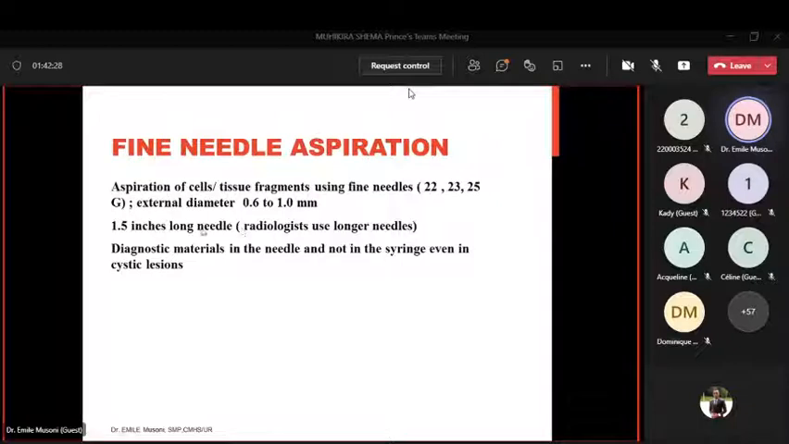We can also use a 1.5 inch long needle, which is used by radiologists. For example, if there is a tumor on the kidney, you can insert the needle under ultrasound guidance and then collect samples. The diagnostic material is in the needle, not in the syringe. We have seen that in practice. After aspiration, you then shed the diagnostic material onto the slide.